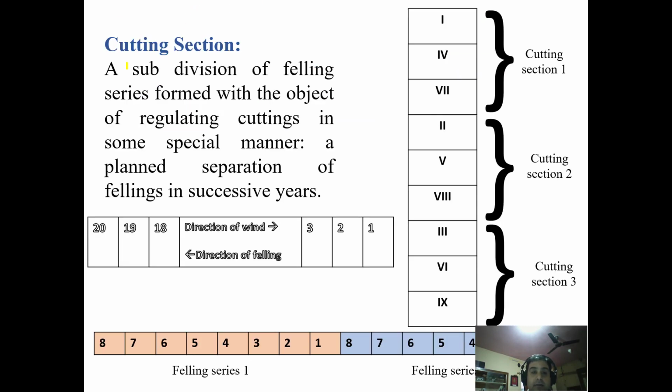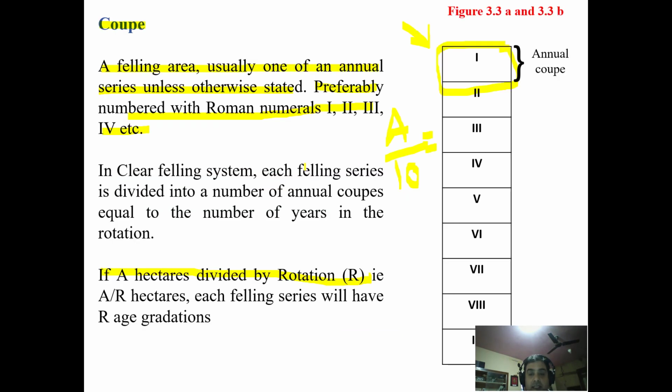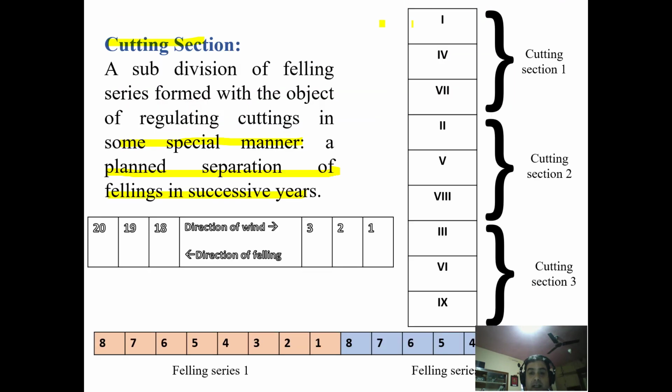Now, cutting section. Sometimes we want to regulate cuttings in a special manner, as a planned separation of fellings in successive years. Like in the previous diagram, if you see, we have the annual coops progressing from one end to another end, like 1, 2, 3, 4, 5, 6, 7, 8. That means the felling has to be started here and it moves in this direction. Now sometimes we have to make an arrangement, like the first year we will fell this designated as Coop 1, then in the next year we will move to this coop, and in the next year move to this coop. Now why is this arrangement done?